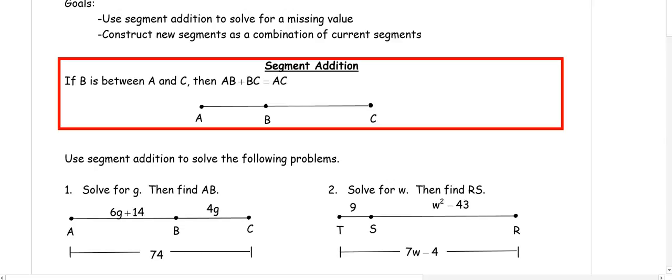This video is about using segment addition to solve for a missing variable. So first we need to talk about what segment addition is.